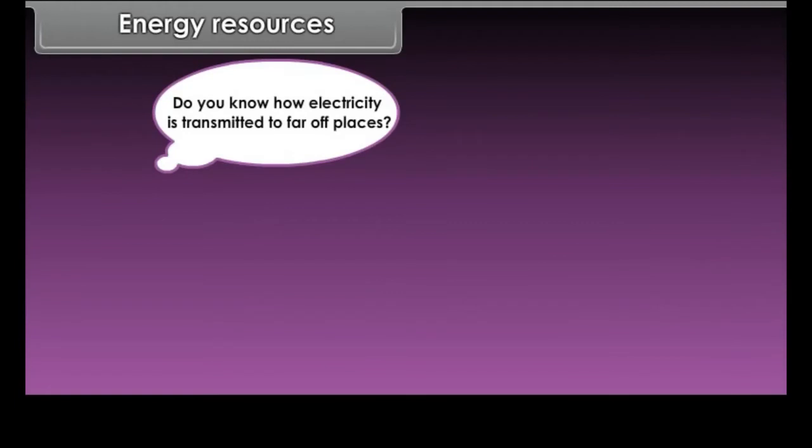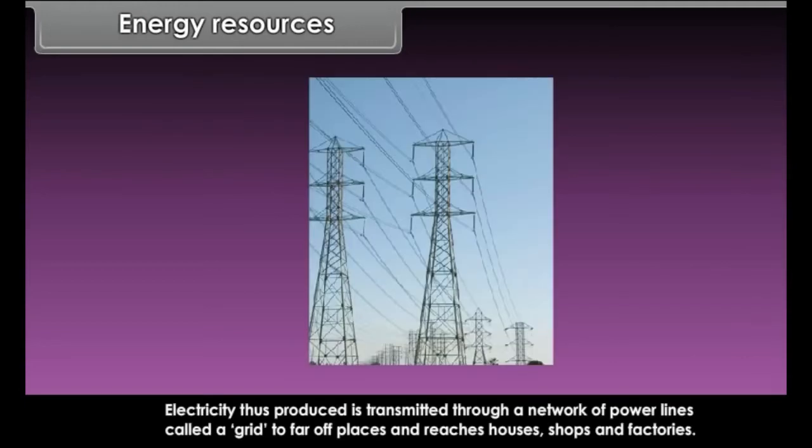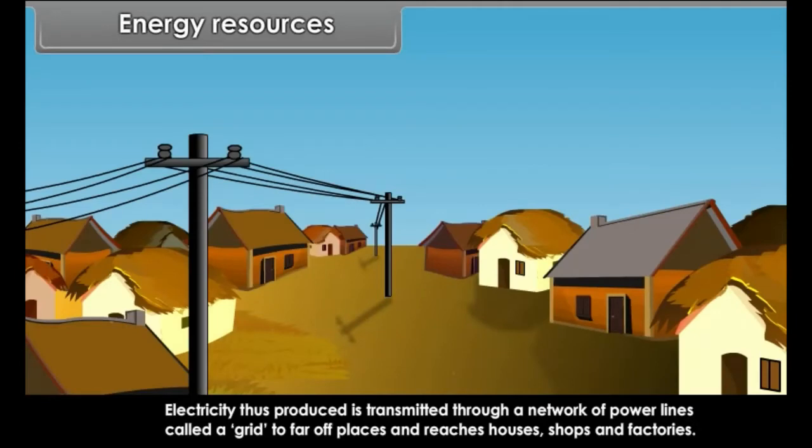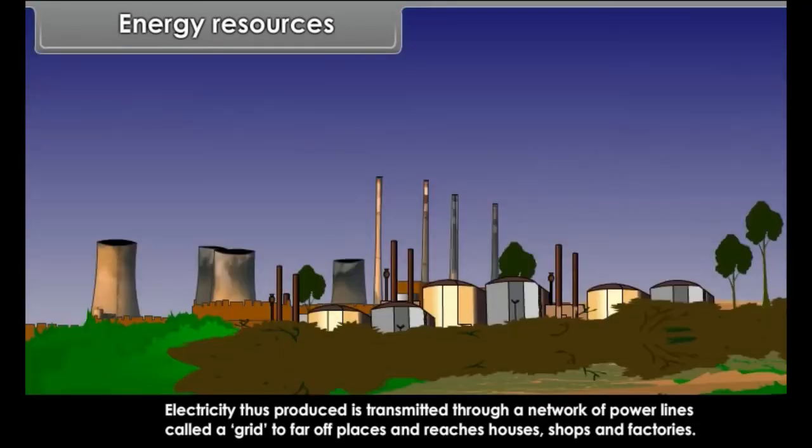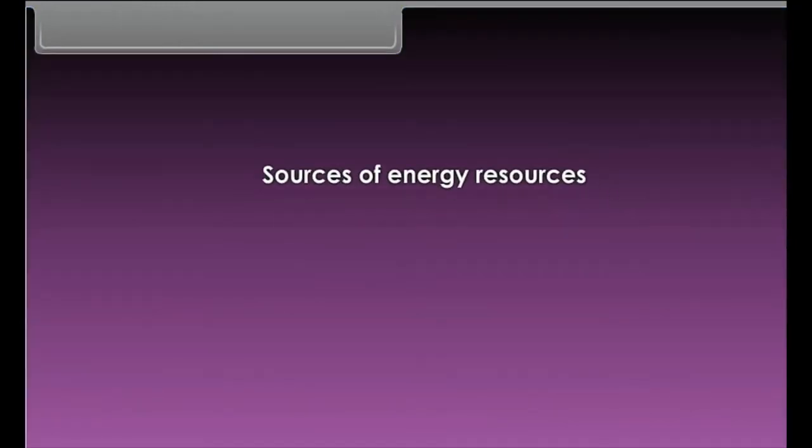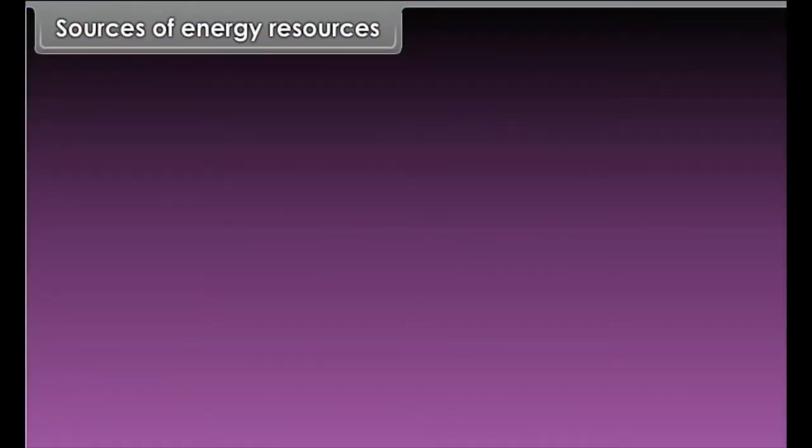Do you know how electricity is transmitted to far-off places? Electricity thus produced is transmitted through a network of power lines called a grid to far-off places and reaches houses, shops, and factories. Sources of energy resources.